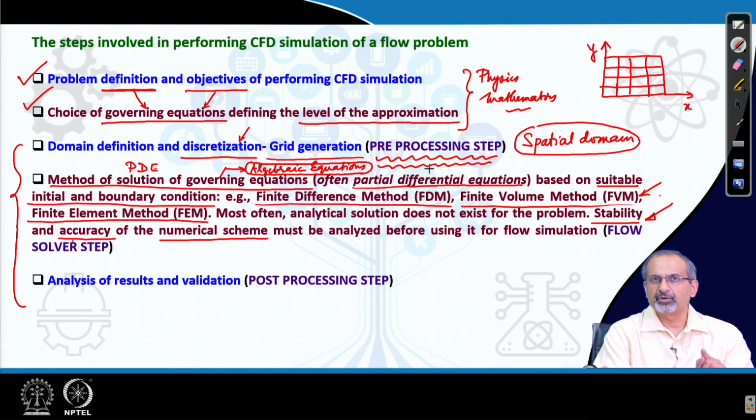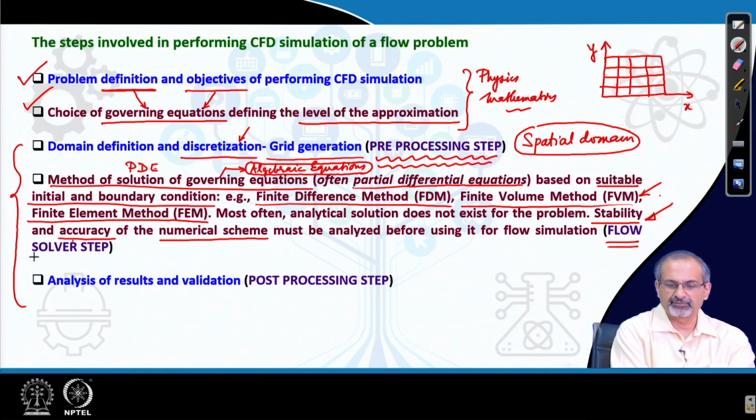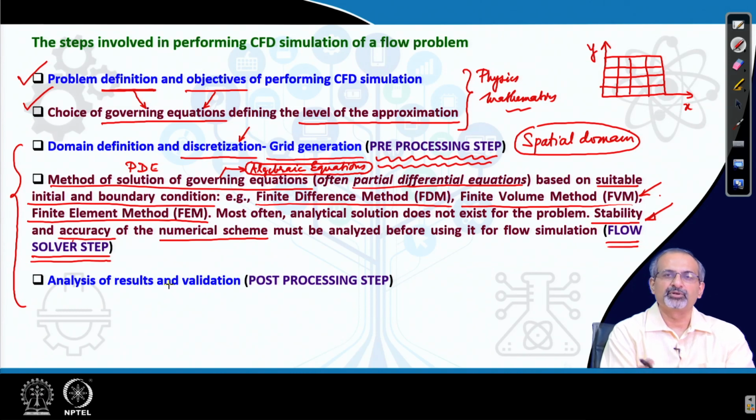That is why we use the word pre-processing, and then the heart of the computation lies in the flow solver step. Because the grid generation comes before the heart of this computational activity, which is the flow solver step, we often call it by the name pre. And what follows after the flow solver step is therefore a post.